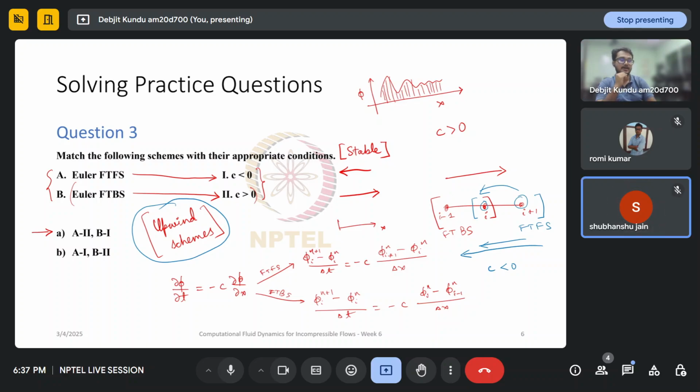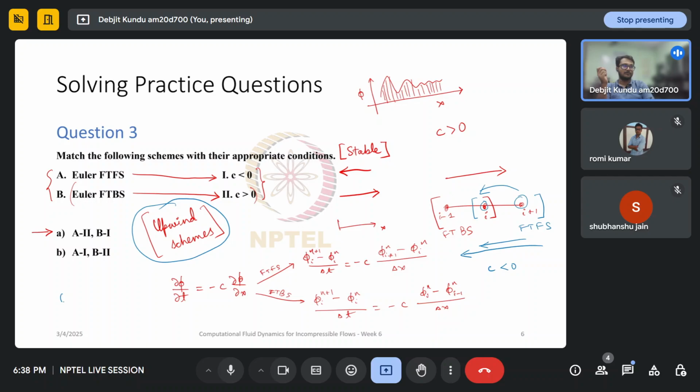Okay. So in hyperbolic equations, there are particular directions of travel of information, and you have to pick those upwind points, directions from which information is coming. So FTFS and FTBS are both first order upwind schemes, and it turns out they have some issues. So there are higher order upwind schemes as well, which we will learn later.